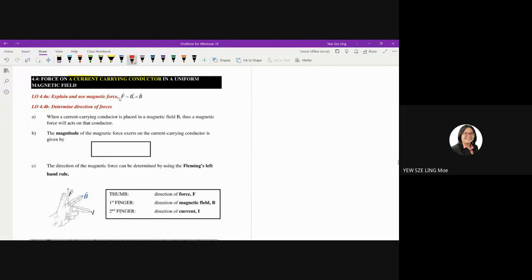For length, we don't use capital letter L; we use F equals to I l, small letter l, cross B. So by just looking at this equation, immediately you know how to determine the directions if you use the right-hand grip rule. Why? Because like I told you just now, C equals A cross B. C is your thumb. A is your four fingers, and B is your palm. If you compare these two equations, straight away you know the thumb represents the force, and the four fingers are the direction of the length.